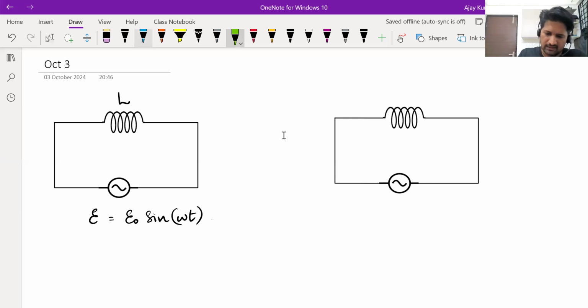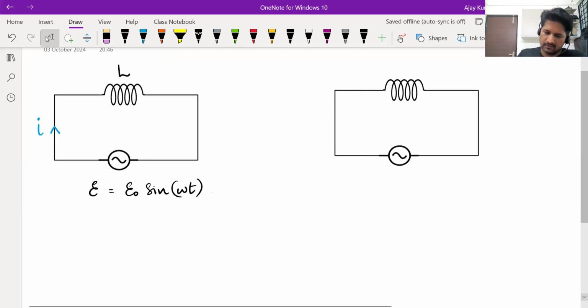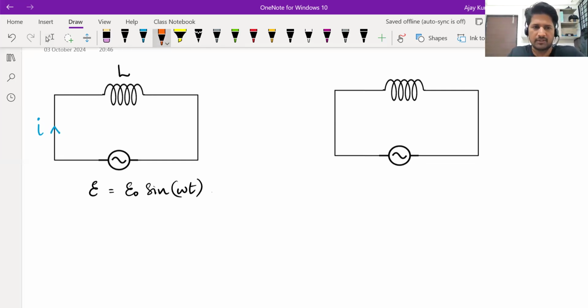Now, let's say at a random instant, the current passing through this loop is I in the clockwise direction. The EMF is an alternating EMF. For some time, the current will flow clockwise, and for some time, it will flow anti-clockwise. What we need to derive is an equation for the current first. Then we'll have to find out the phase difference between the current and the EMF.